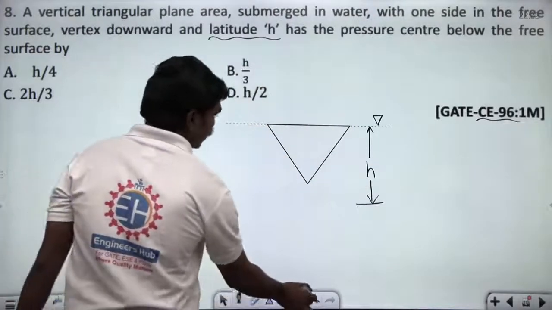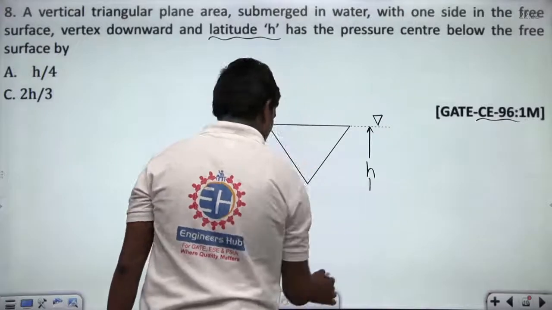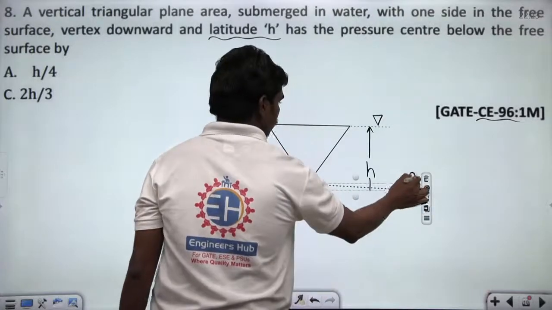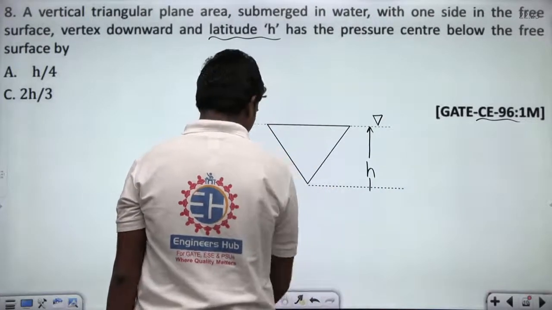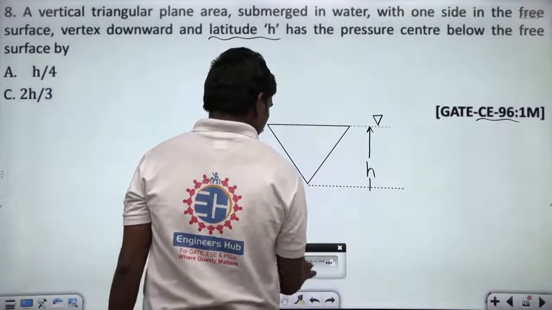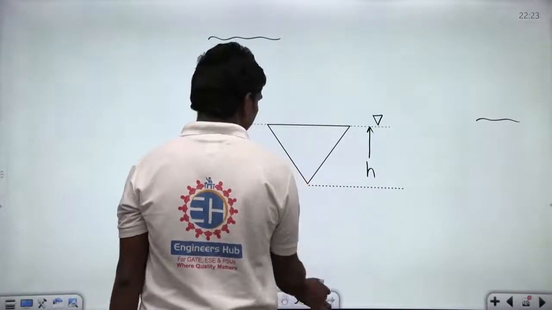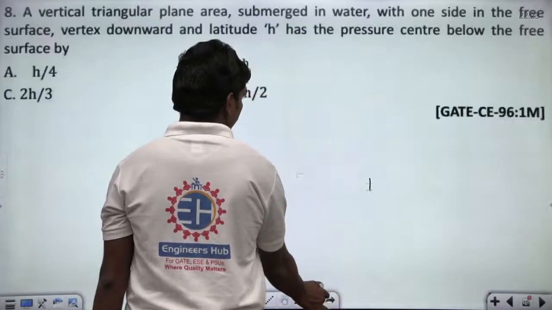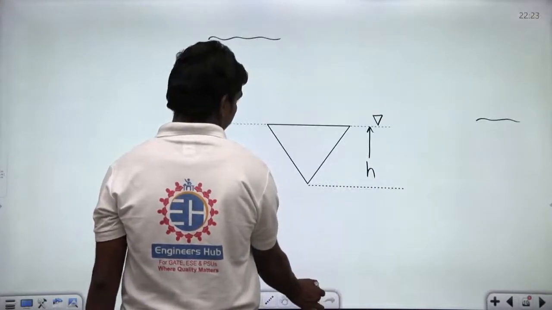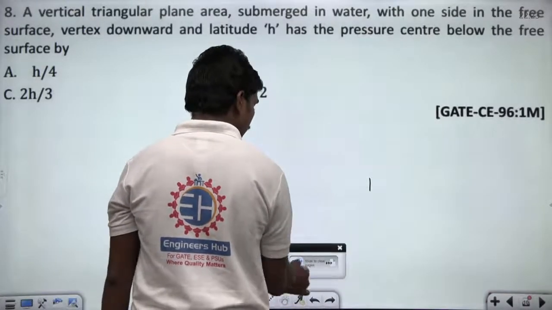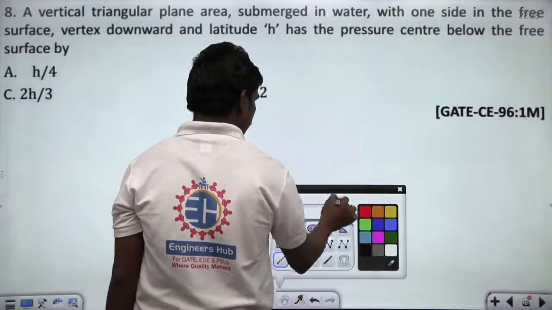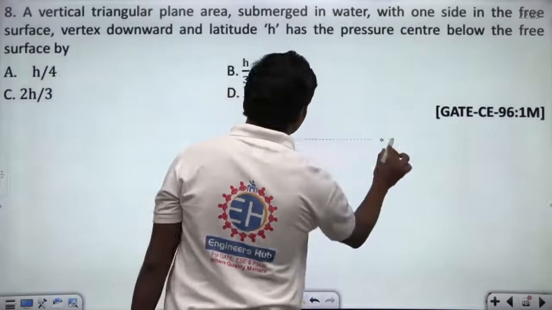I think I have drawn a bit excess, so let me take the help of some drawing tool. Okay, so this is H. Oh, I think something has happened. The question has left. Let me draw this again. So I am taking this as the free surface of water.